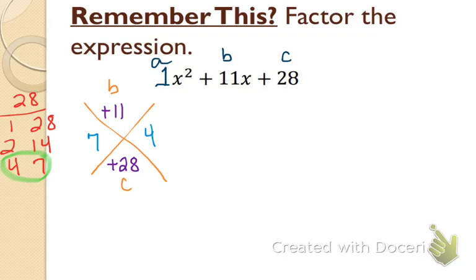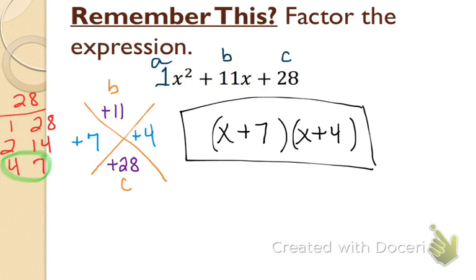It really doesn't matter in which order. So we're looking for a positive 11. That means these two numbers have to be positive. And if those two numbers multiply, they give us the positive 28. So everything's good. Our final answer, of course, is two binomials in which x is in both binomials. This one will be a plus 7 and this one will be a plus 4. So this is how we factored quadratic expressions when a was 1.